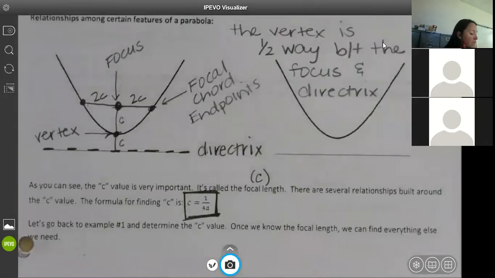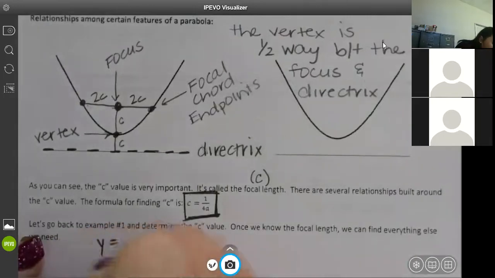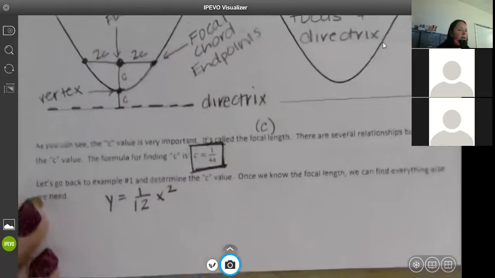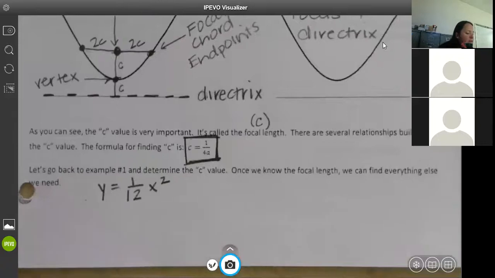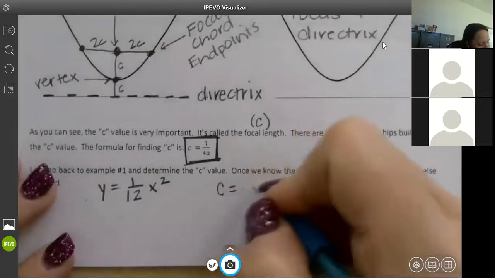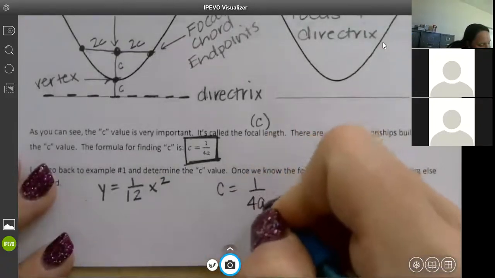All right, let's go back to example 1 and determine the C value. Once we know the focal length, we can find everything else we need. So we're going to go back to that very first one in example 1, that 1/12 x squared, and we're just going to find C. So our formula for C is 1/4A.